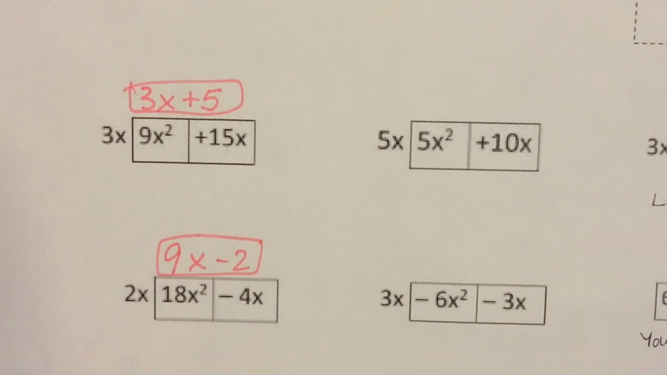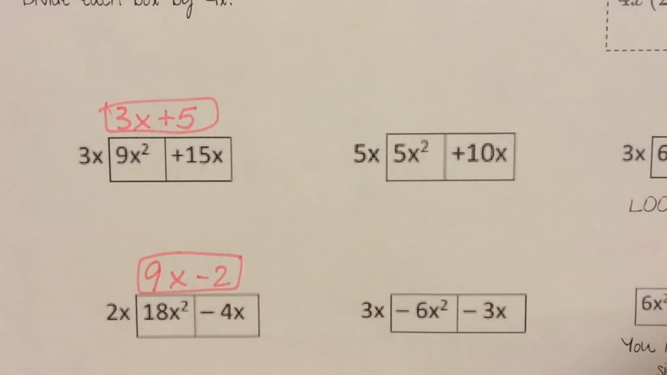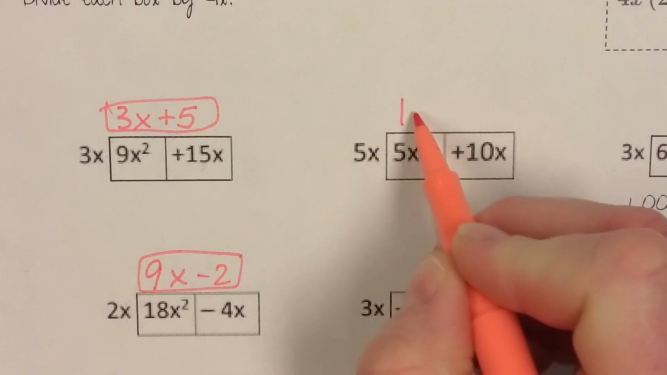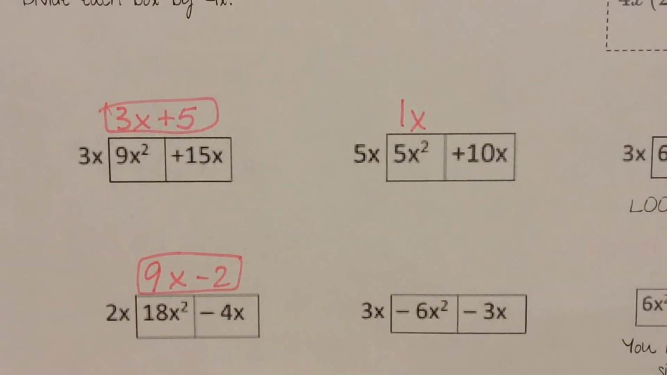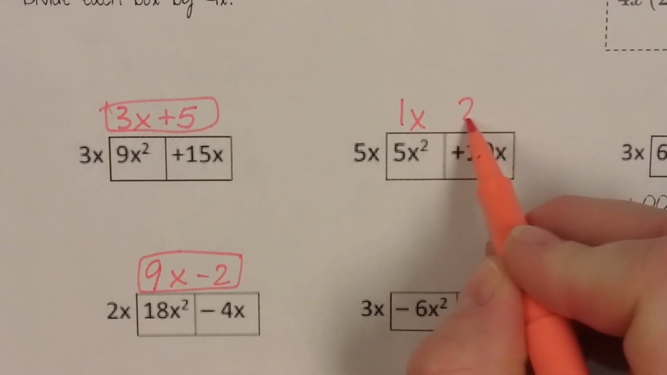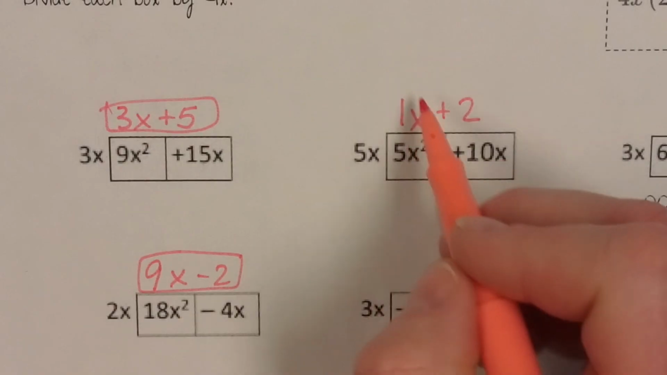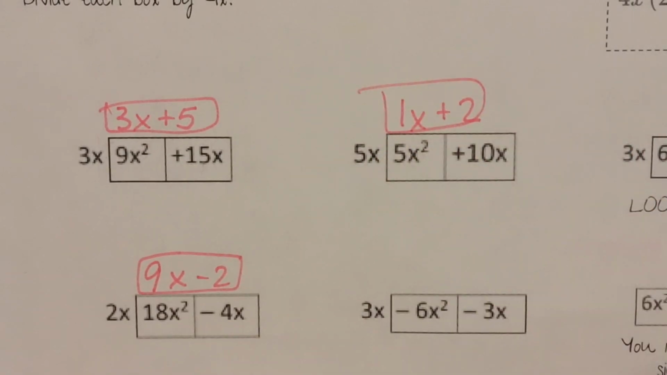Alright, there's 4 more. Okay, 5 divided into 5 is only just 1 time. And then x and x make x squared. 5 goes into 10 2 times. And we already have that x right out here, so this is our answer here.